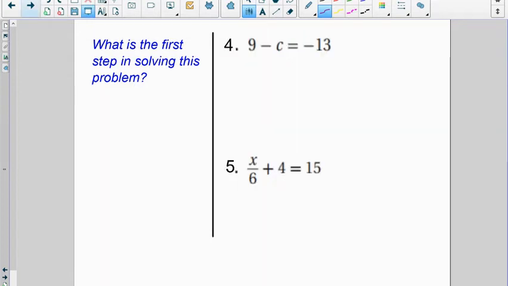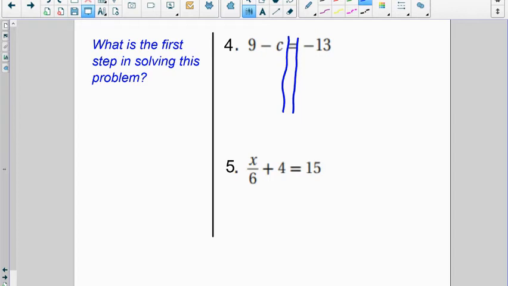In our fourth example, we have 9 minus c equals negative 13. I start by drawing my train tracks. I notice that the variable I'm trying to solve for is on the left-hand side, in which case I want to try to get rid of the 9 first.